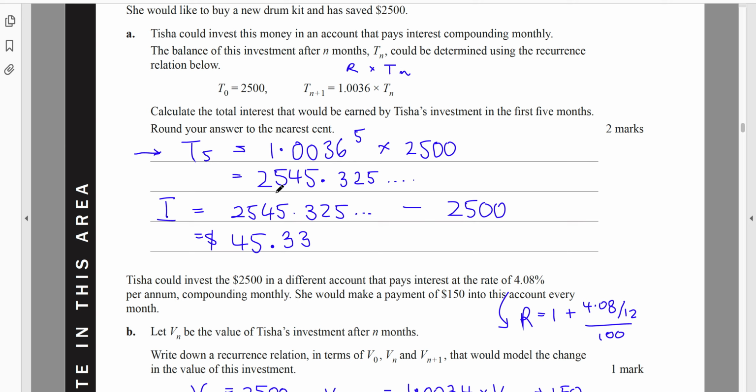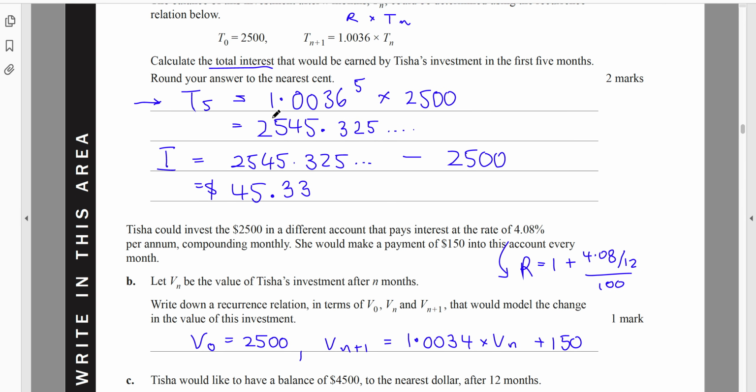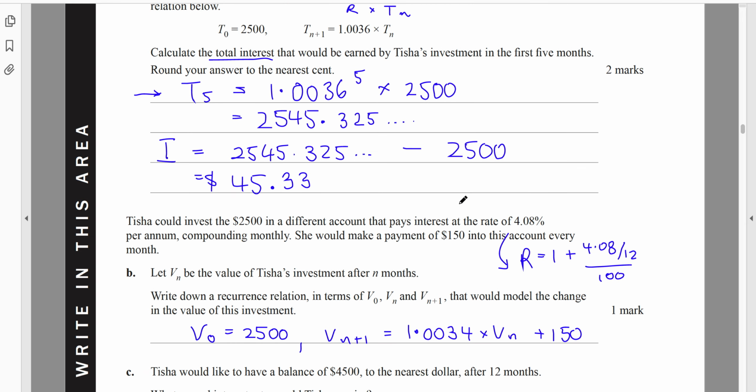We didn't want that though. We wanted total interest. So total interest in this case will be the difference between what she's got now and what she started with, because this investment has only gone up by interest alone. She was not adding to that investment. That would be a different calculation. It's only been growing based on interest. So if we look at the difference between them, she's got an extra $45.33, rounded to the nearest cent.